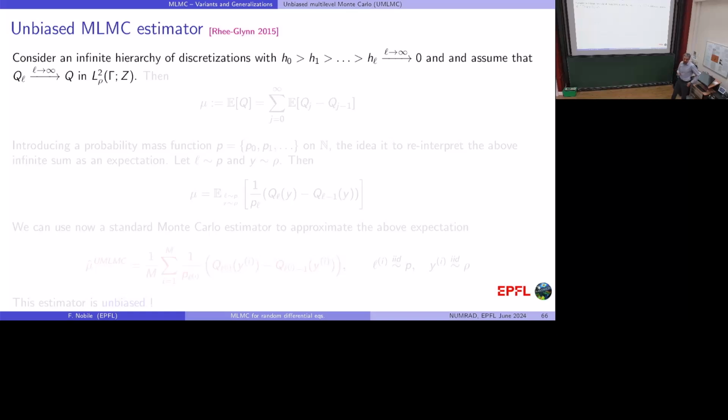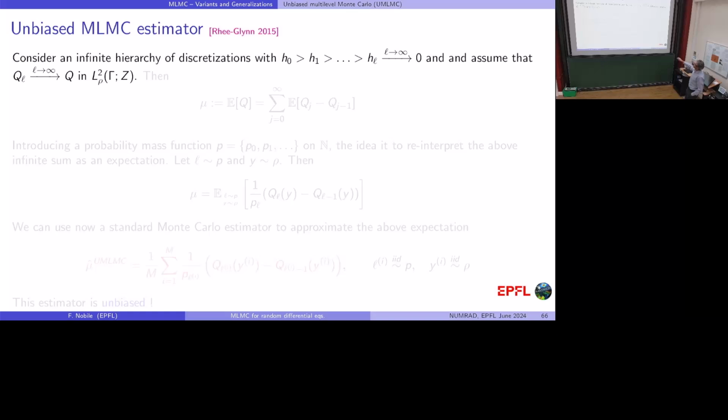So this is an unbiased version. It means that really you target the true expected value mu. So how can you get rid of the discretization error, in quotes? Of course you don't. That's the aim. So here is how it works. Again, suppose that you have a sequence of discretizations, but now I consider an infinite sequence, so I want to go up to convergence.